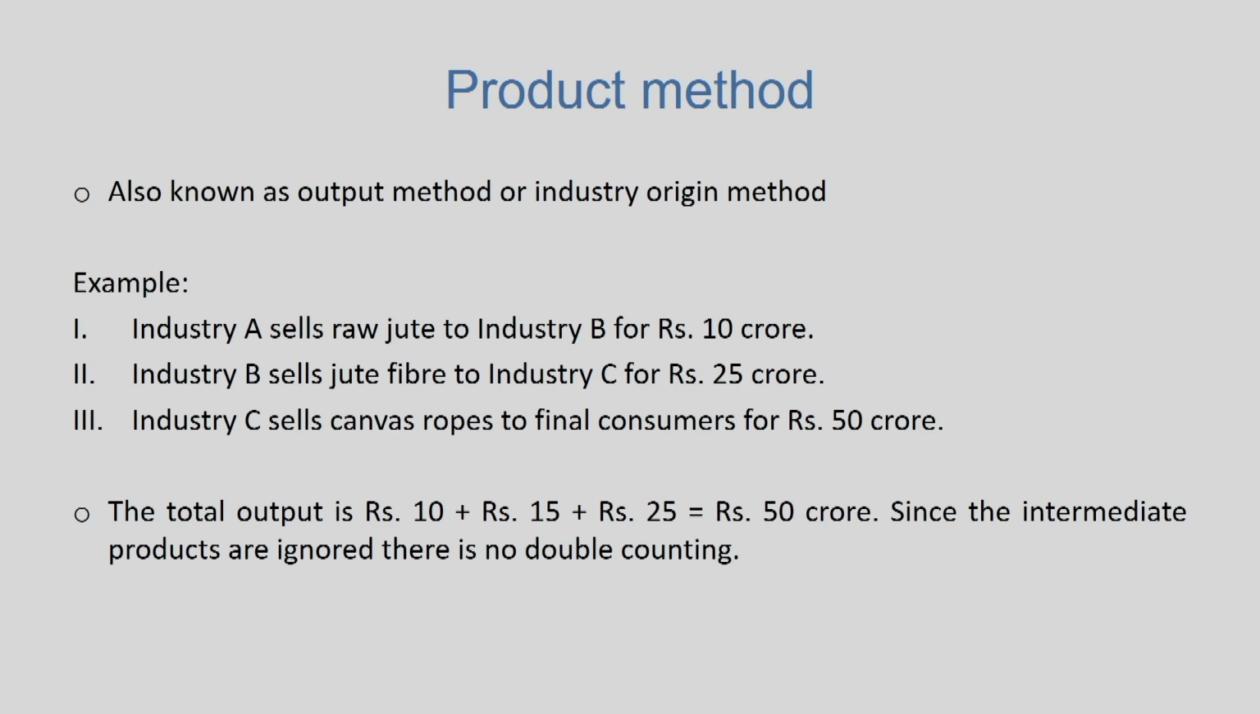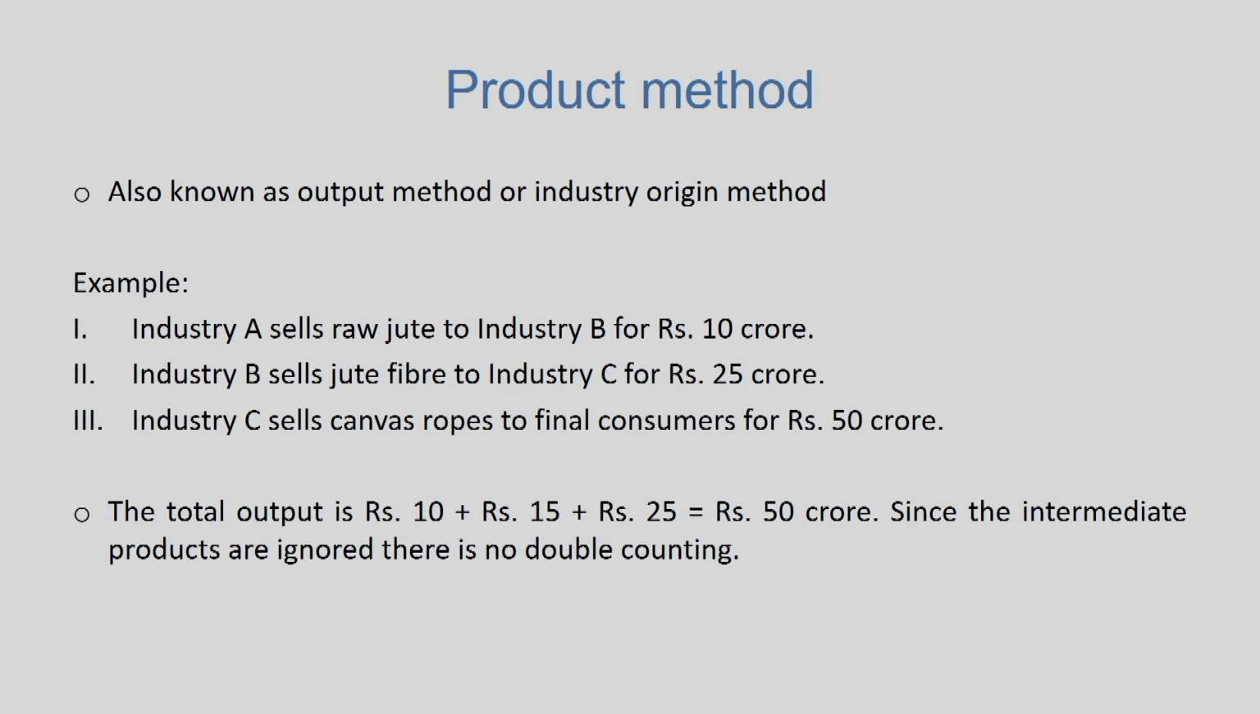Now consider the following example. Say there are three industries, industry A, B and C. Industries A and B sell intermediate products and industry C sells final products to consumers. Industry A sells raw jute to industry B for rupees 10 crore. Industry B sells jute fiber to industry C for rupees 25 crore. And industry C sells canvas ropes to final consumers for rupees 50 crore.